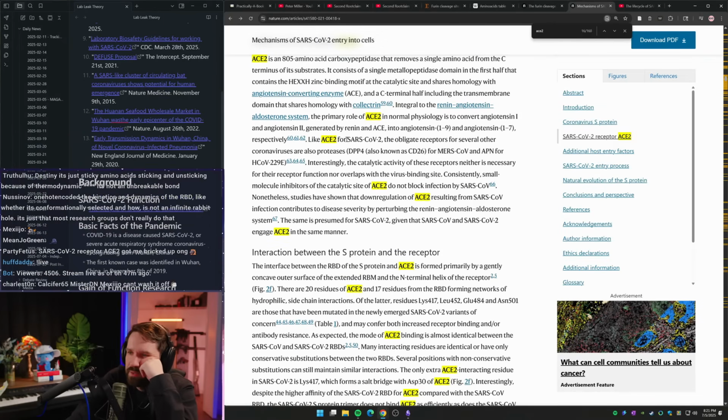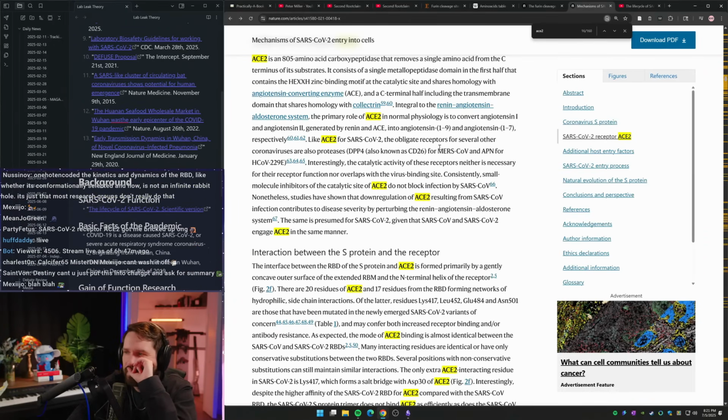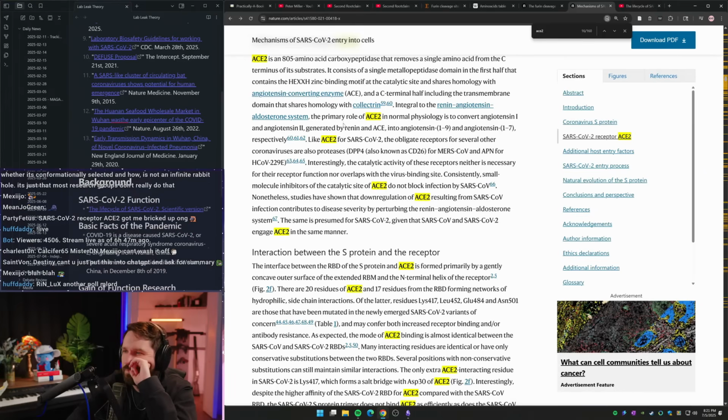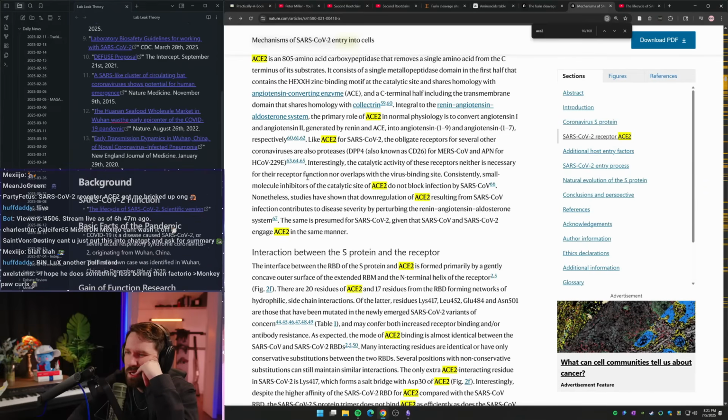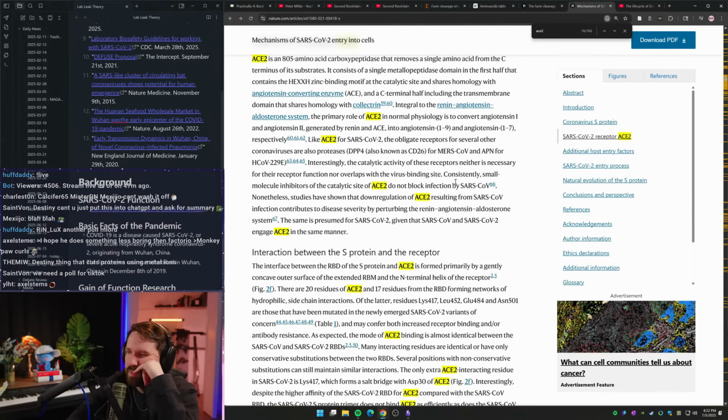It's to convert angiotensin 1 and angiotensin 2 generated by renin and ACE into angiotensin 1 through 9 and angiotensin 1 through 7, respectively. Like ACE2 receptors, the obligate receptors for several other coronaviruses, and also proteases. Interestingly, the catalytic activity of the receptor neither is necessary for the receptor function, nor overlaps with the virus binding site. Consistently, small molecule inhibitors of the catalytic site of ACE2 do not block infection by SARS-CoV.